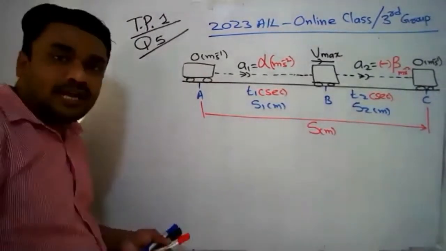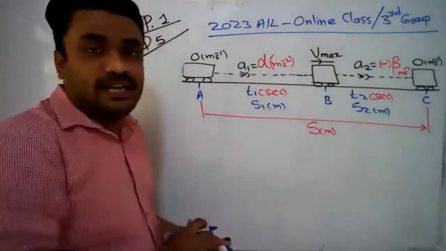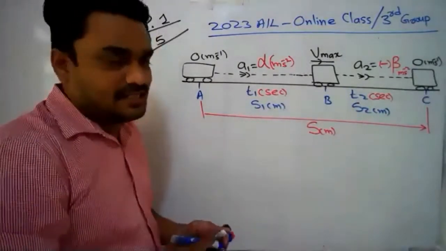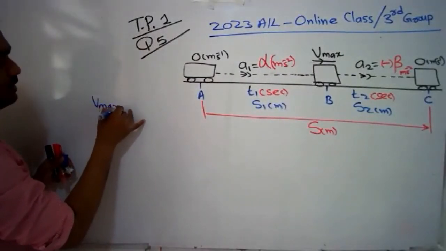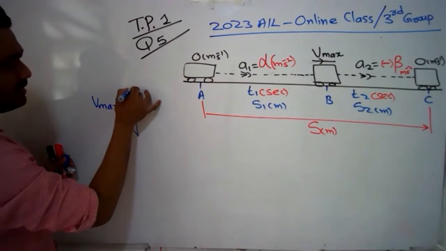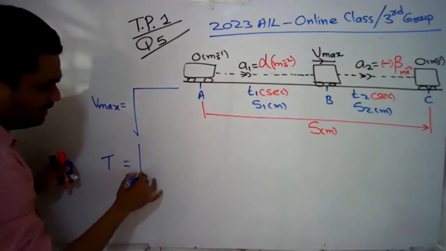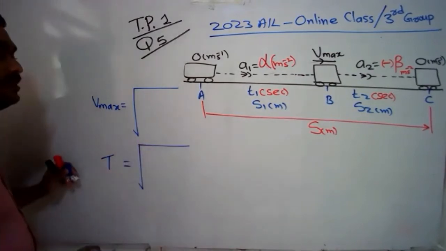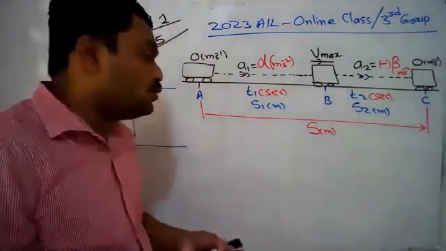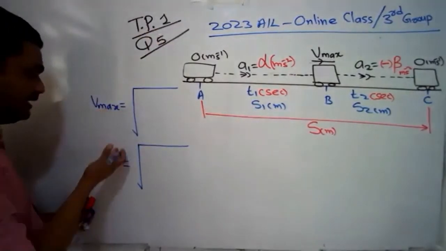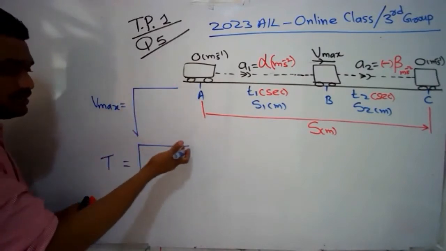Look at the board. The only given data is S. If you check the answers, you will see they ask us to find the maximum velocity. You will see maximum velocity equals something inside a square root. Then they ask you to find the total time taken. Again, there will be a square root. They ask you to prove two expressions, one for the maximum velocity and the other for the total time taken. So you will see square roots.